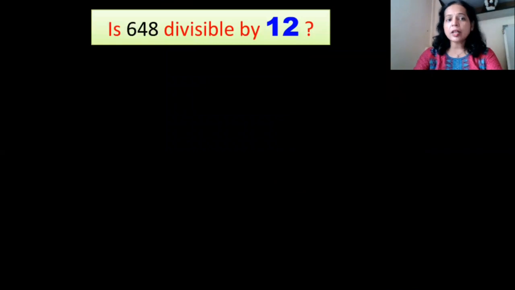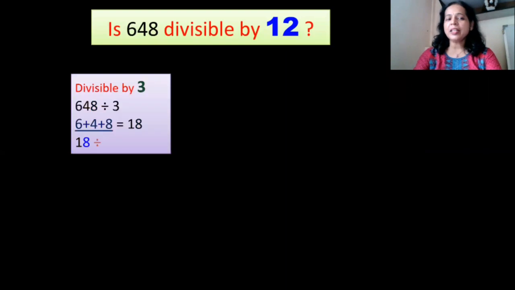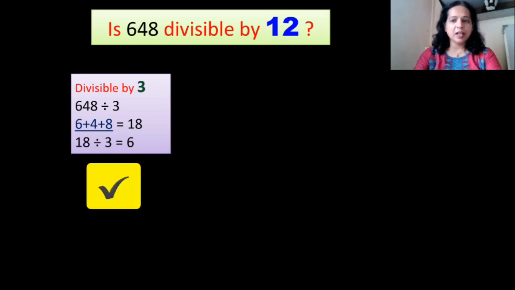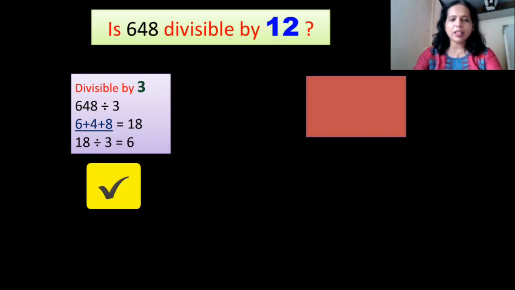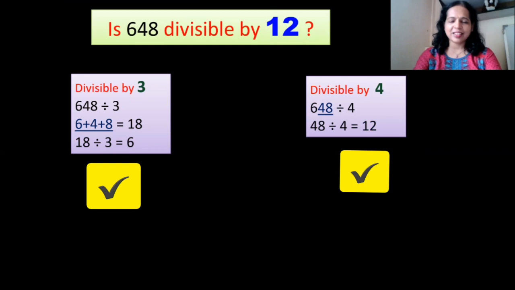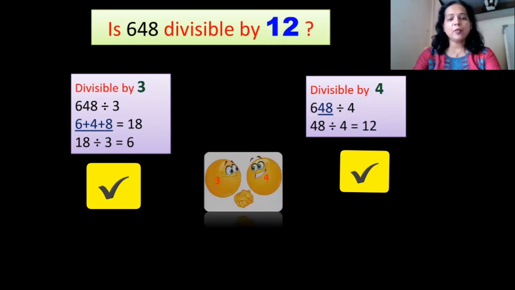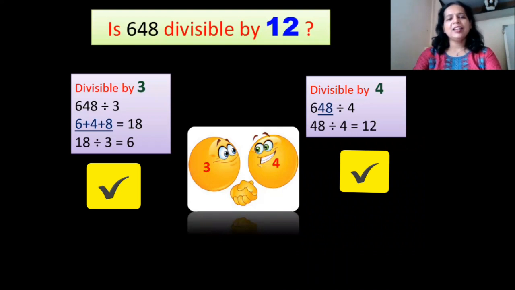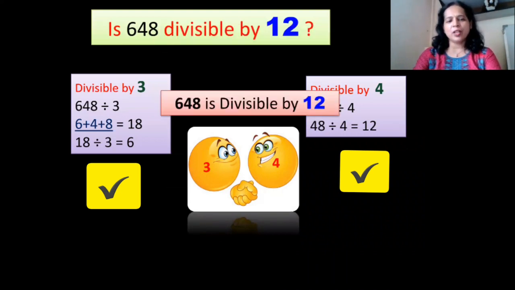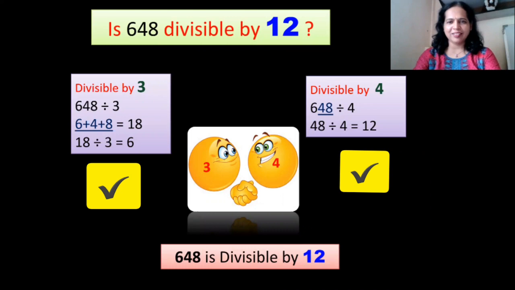Is 648 divisible by 12? Let us check first for divisibility by 3. The sum is 18. 18 is divisible by 3. So it is divisible by 3. Another check we have to do is divisibility by 4. Is this divisible by 4? 48? Yes. When this number is divisible by 3 and 4, then we can say this number 648 is divisible by 12.